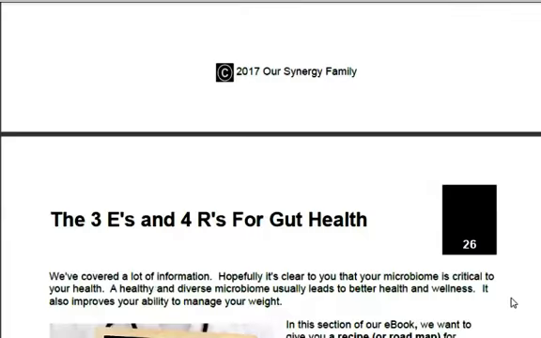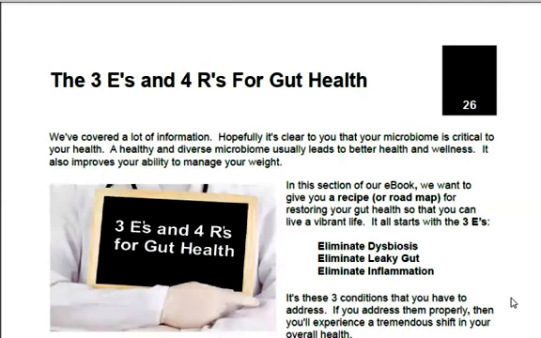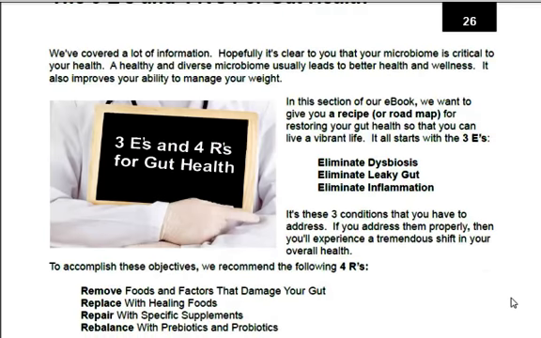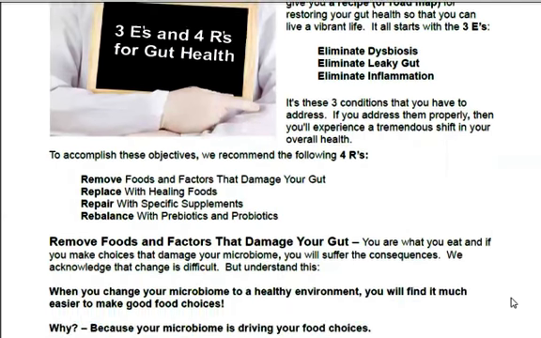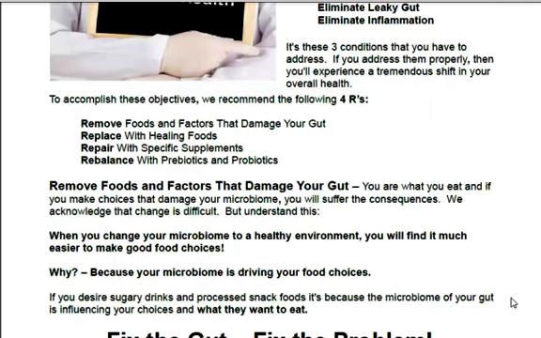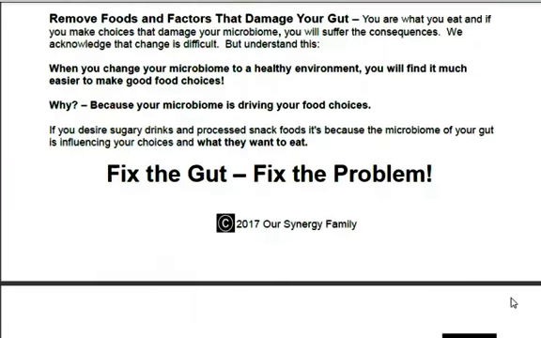As we go down through here, we get into the 3 E's and the 4 R's for gut health. You need to learn the 3 E's and the 4 R's. The 3 E's: you need to eliminate dysbiosis, eliminate leaky gut, and eliminate inflammation. And how do you do that? You do it with the 4 R's. Remove foods and factors that damage your gut, replace with healing foods, repair with specific supplements, rebalance with prebiotics and probiotics. Remove, replace, repair, rebalance. Then we give them the formula for doing this. Remove foods and factors that damage your gut. Fix the gut, fix the problem.